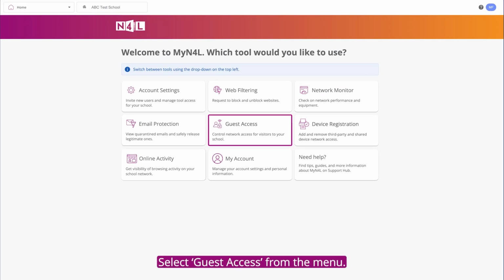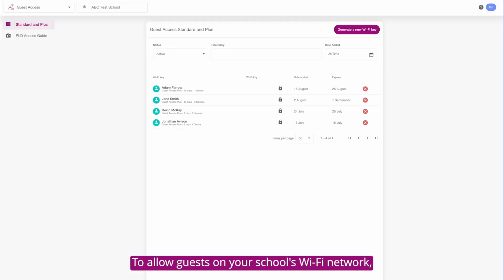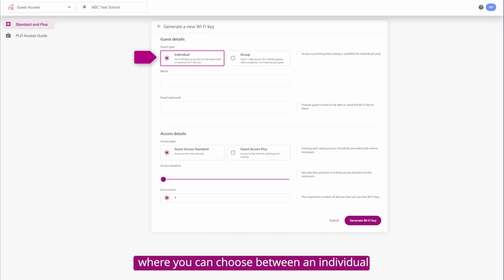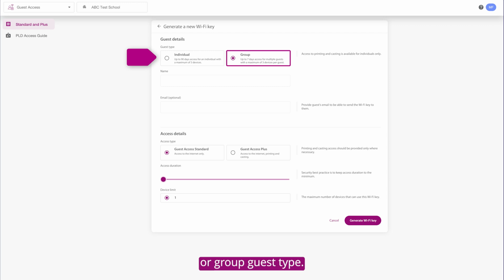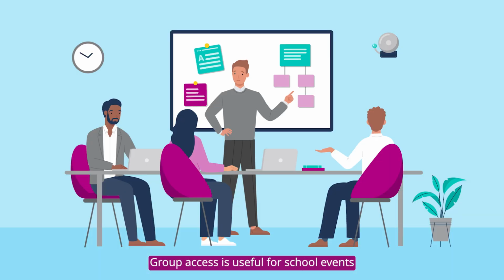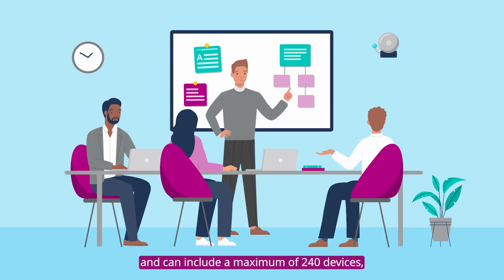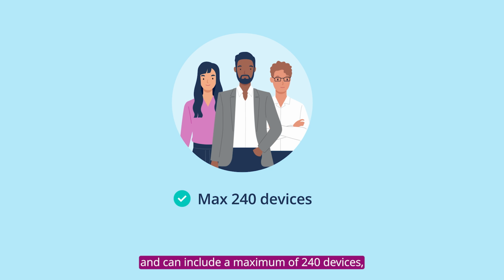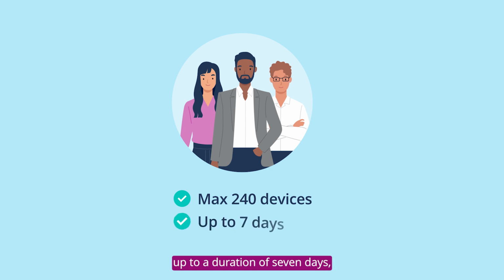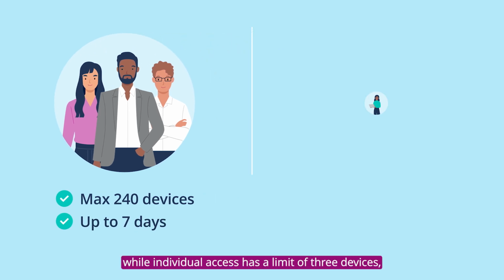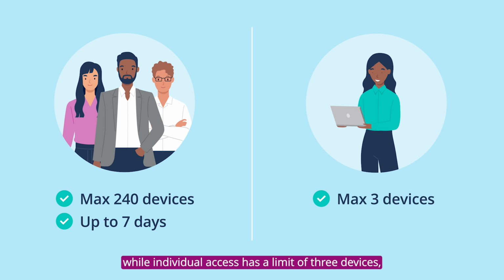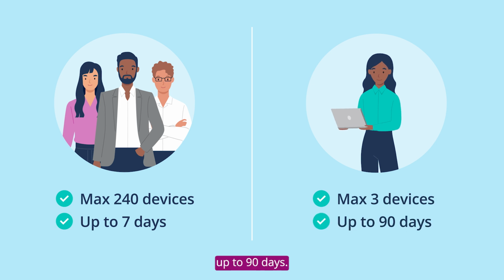Select Guest Access from the menu. To allow guests on your school's Wi-Fi network, go to Generate a new Wi-Fi key, where you can choose between an individual or group guest type. Group access is useful for school events and can include a maximum of 240 devices up to a duration of 7 days, while individual access has a limit of 3 devices up to 90 days.